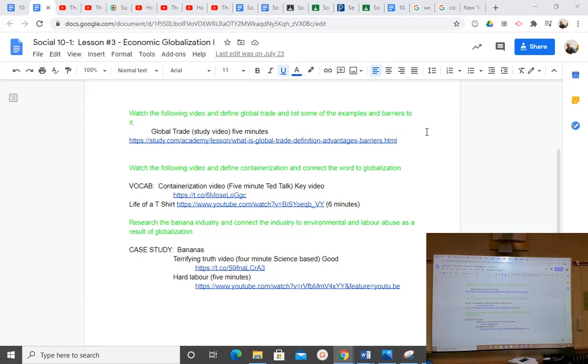So enough about the t-shirt. Let's go to our last case study, bananas. So we looked again at the banana industry for two reasons. We want to look at the science side of the story, and we want to look at the labor side of the story. So from a scientific perspective, how is the banana industry dangerously alarming?